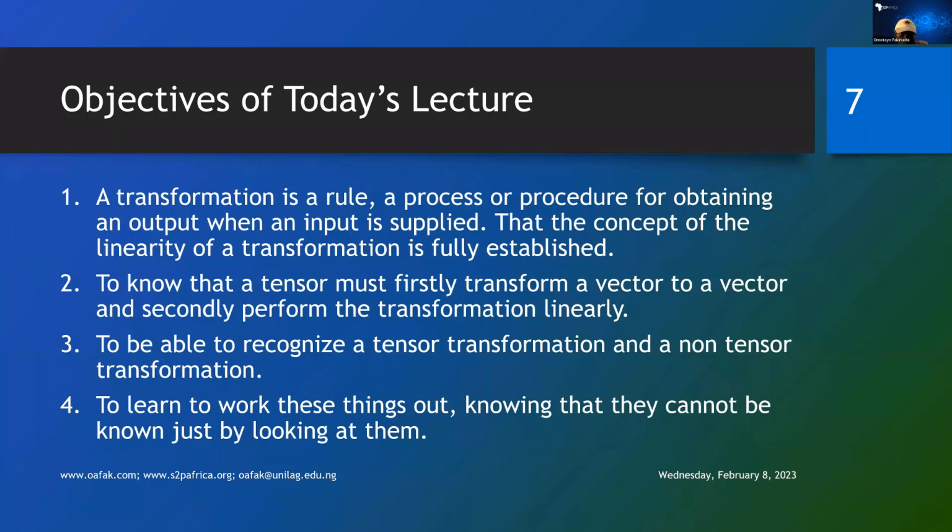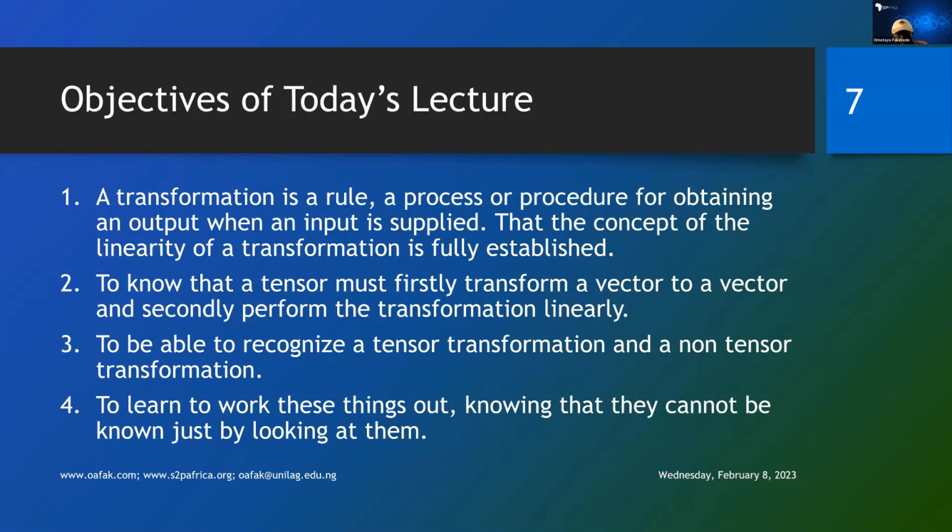And the transformation from one vector to the other must be a linear transformation. So if you transform a vector to a vector and the transformation is not linear, what you have done is not a tensor transformation. If you transform a vector to something else, even if you transform it linearly, it is still not a tensor. Two conditions must be satisfied for something to be called a tensor. It must transform a vector to a vector, and it must perform that transformation linearly.